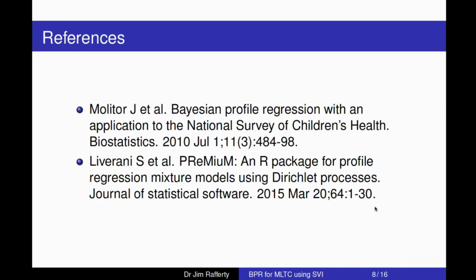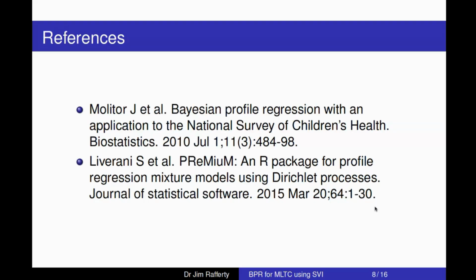Sorry about that. Yeah, the initial work was done by John Molitor et al. in this paper from 2010. That's the first reference I'm aware of for BPR. It's actually a very nice paper, and they describe a very similar scenario to what I'm going to describe to you, where the mixture model is discrete, and the response is also a discrete outcome. So it's like a multi-level logistic regression model in the response.